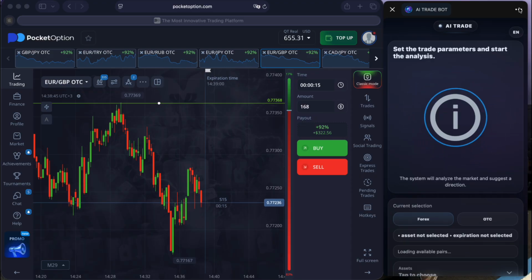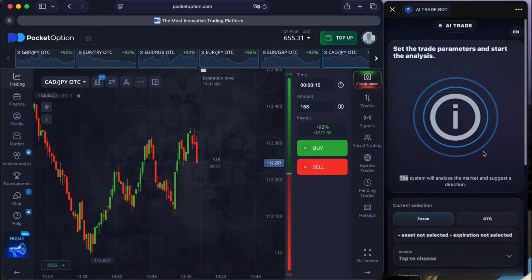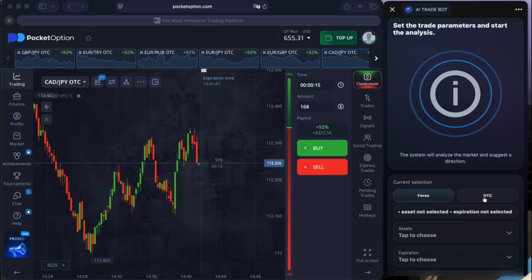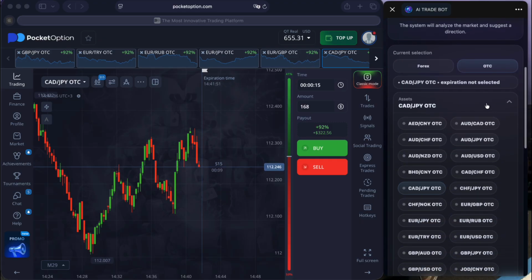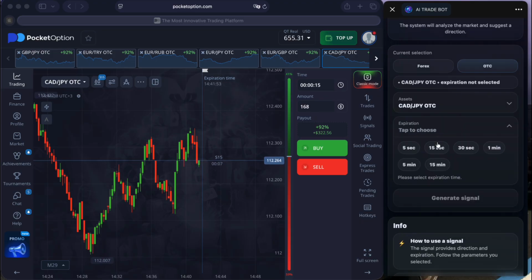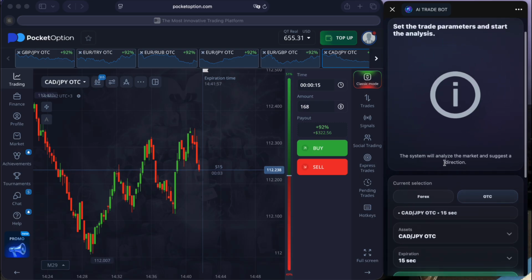I restart this tool and move on to my selected assets. I switch to the Canadian dollar and the Japanese yen. Let's show you the full power of this bot. Without technical analysis, we will open in OTC mode on the Canadian dollar and the Japanese yen. Anyone can trade with this bot. Believe my experience. The main thing is to open with precision to the second, without adding transactions to overlap.